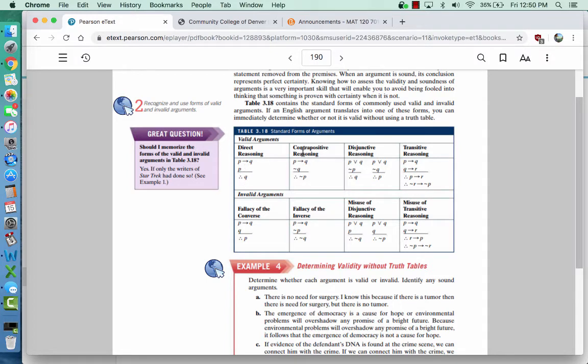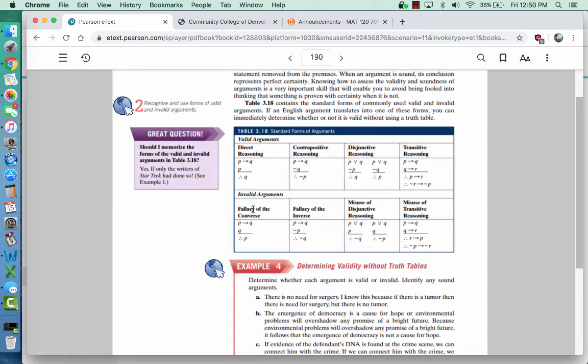The contrapositive reasoning is: if you live in Denver, then you live in Colorado. We know somebody that doesn't live in Colorado, therefore we can conclude that they don't live in Denver. And that makes sense, because if they don't live in Colorado, they definitely can't live in Denver. We talked about this in 3.5, how the conditional and the contrapositive have the same truth equivalency. So that's why these logical arguments will always be valid.